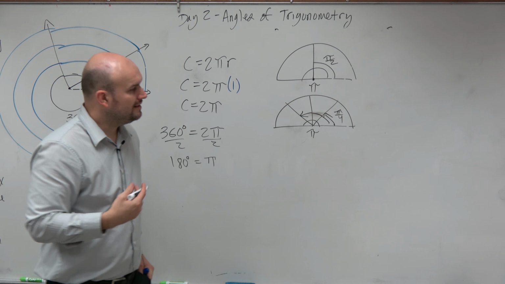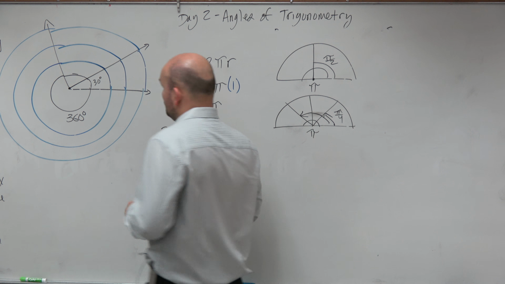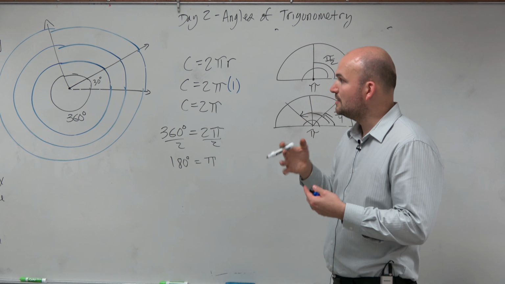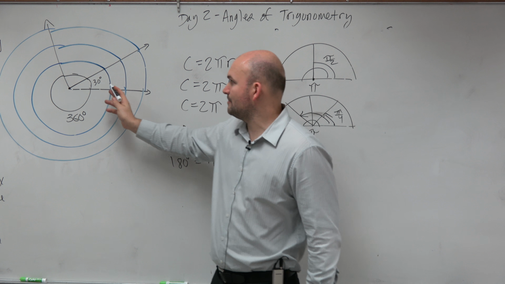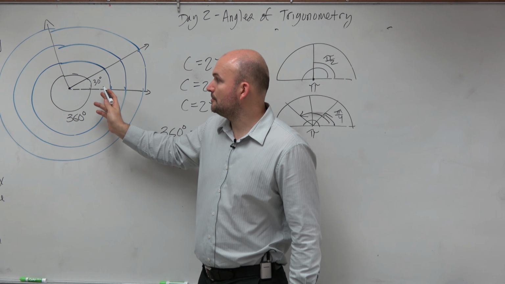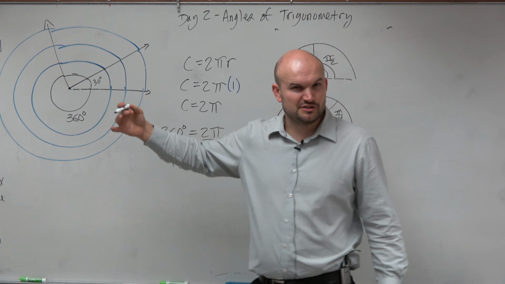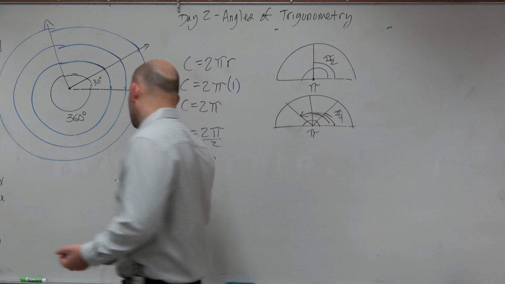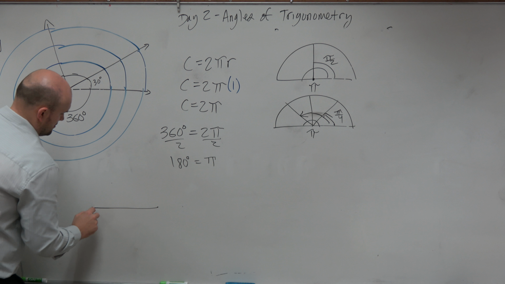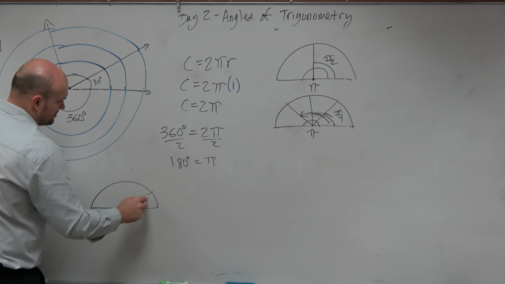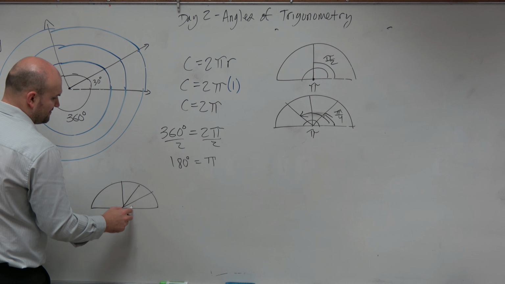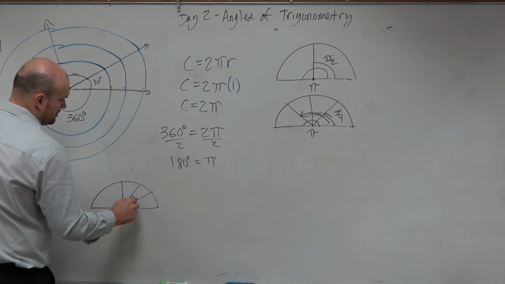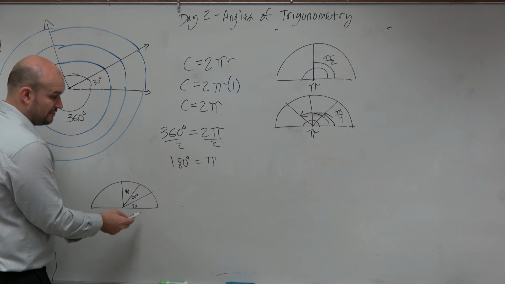OK? Now, what it comes into is, if we're looking at 30 degrees, we're representing 30 degrees. Let's think about that. How is 30 degrees kind of like a fraction of 180? We'd have 30, then 60, then 90, right? Did you guys agree? 30, 60, 90.